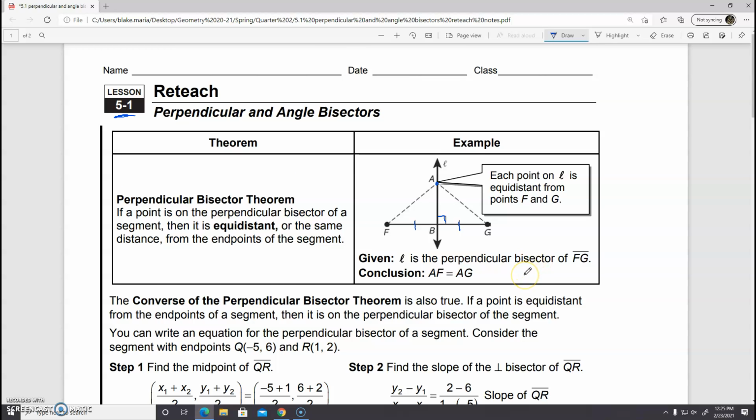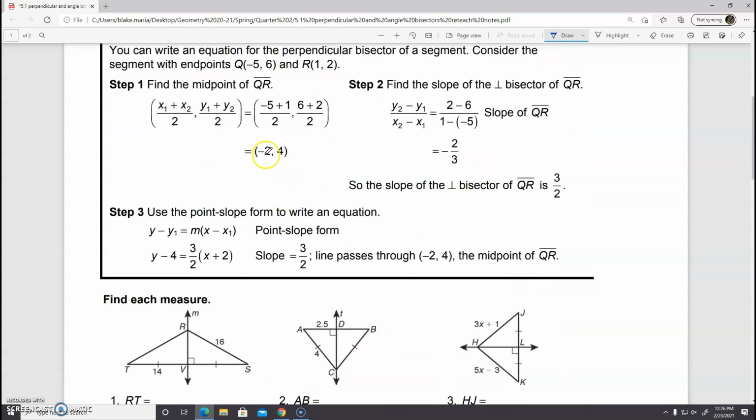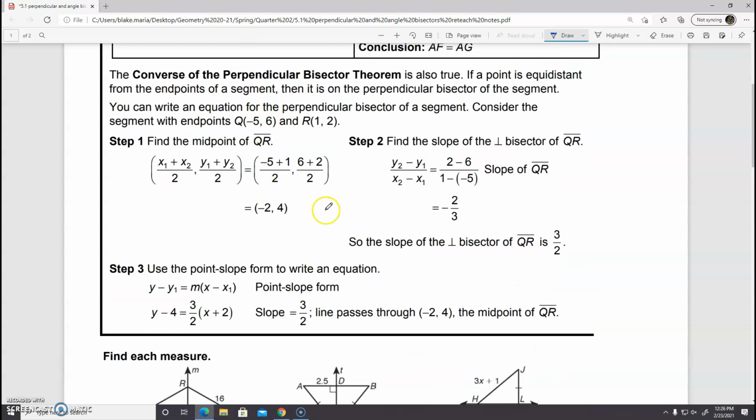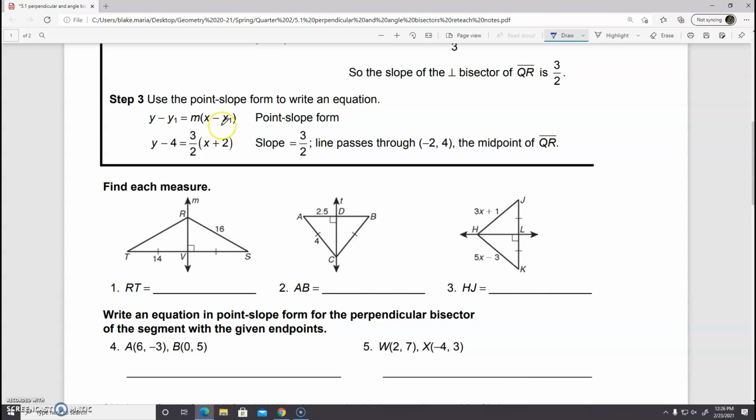There's also the converse. If you see that it's equal distance, then you can tell me this is a perpendicular bisector. So there's the theorem and its converse. And there's a little example here which you can go back to and go over if you want, but we're going to go over a couple just like it. So consider that an extra bonus one.